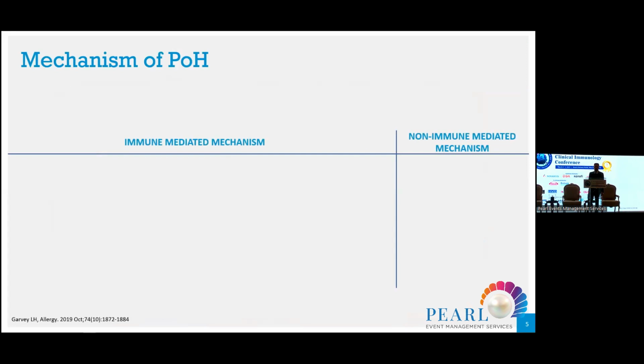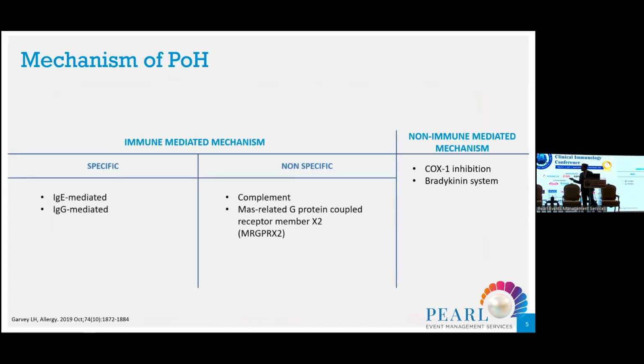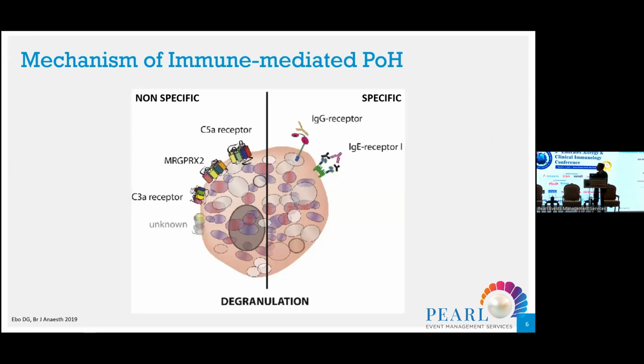So what are the mechanisms of perioperative hypersensitivity? There are immune-mediated reactions, and there are non-immune-mediated reactions. Among the immune-mediated mechanisms, there are the specific reactions, mediated by IgE or by IgG. And there are non-specific reactions, the ones that occur through complement activation, and also through direct activation by the drug of specific receptors on the surface of mast cells, in this case, or also basophils. And then there are the non-immune-mediated reactions, the ones that involve the bradykinin system or the inhibition of COX-1, for example.